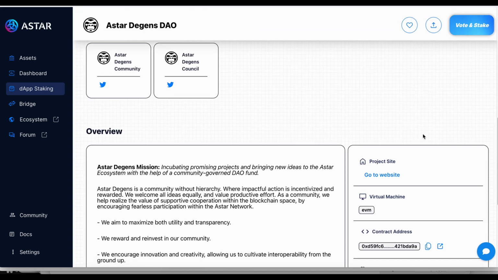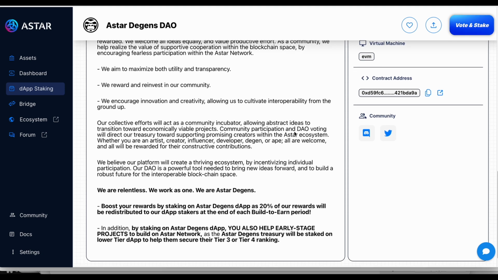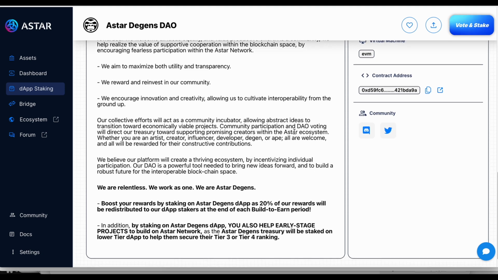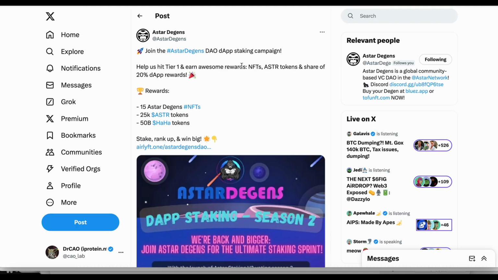Astar Degens is the largest NFT DAO in Astar network, I personally also hold one, and I also made a video before. So for the Astar Degens, you can stake and share the 20% of the rewards. So maybe less than the HEAL3, but Astar Degens, the AD, they also provide some actual rewards for the campaign. So basically the rewards include 15 NFT, 25k Astar token, 50 billion haha token, by participating in this airdrop event.